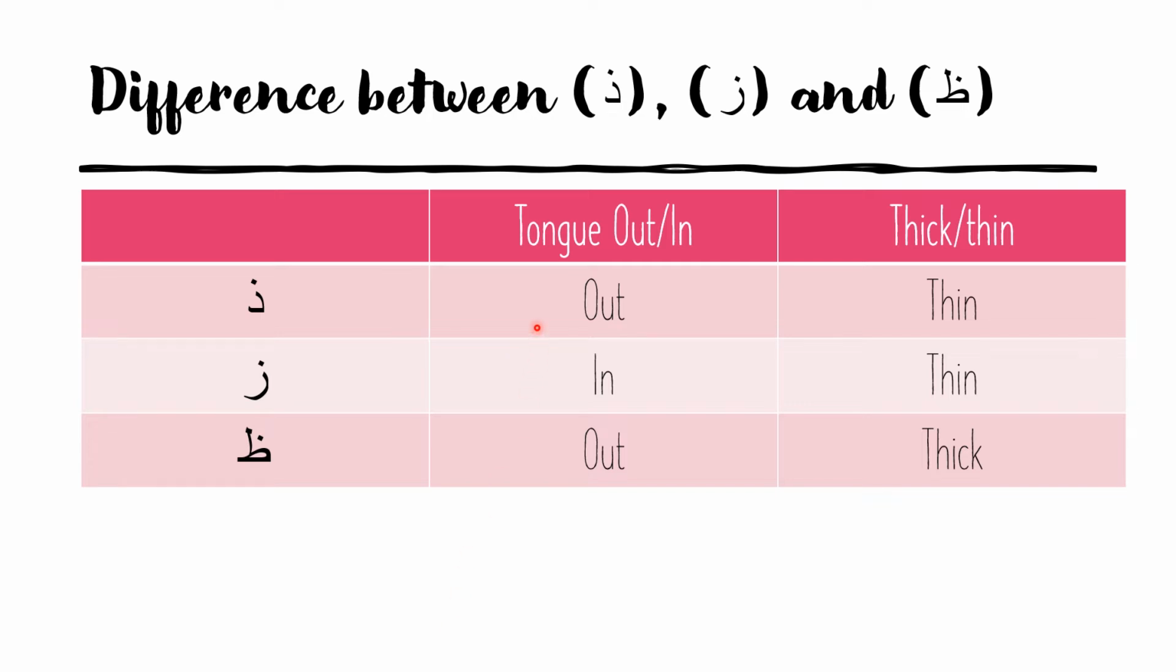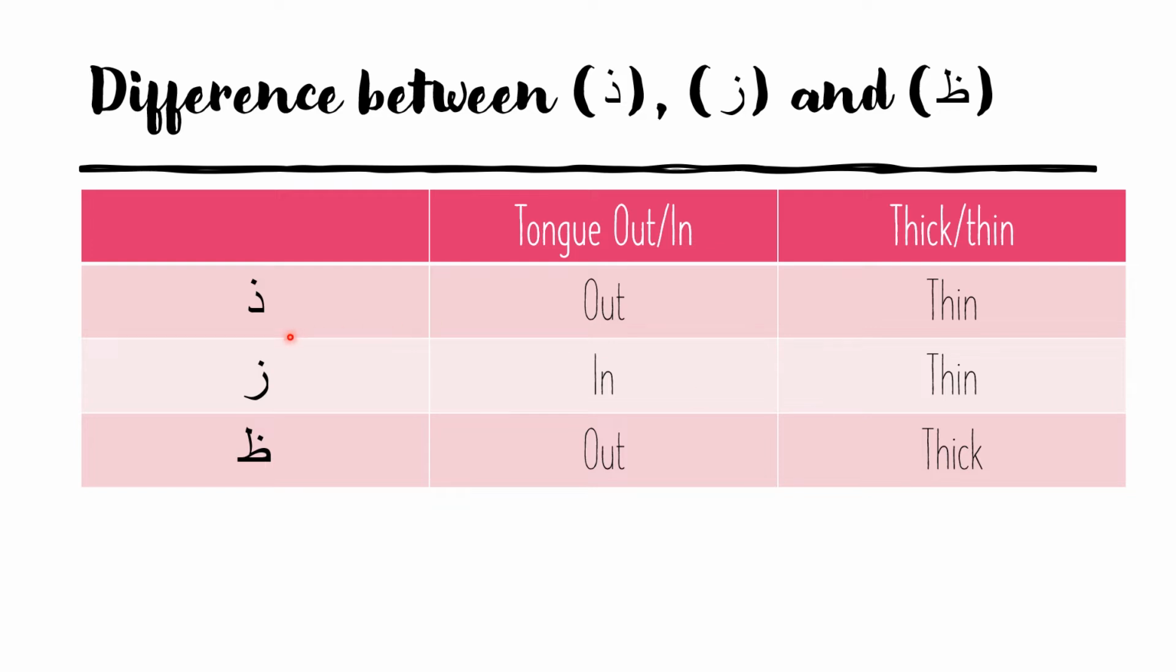So let's now summarize that. Dal is tongue out and thin. Dal is a thin letter, muraqqaq, which means thin, and your tongue is out. Za is tongue in, you don't get your tongue out, and it's a thin letter. Va is both a thick letter and your tongue is out. So dal is thin, you see I'm saying dal, and my tongue is out. Za is tongue in and thin. Va is tongue out and thick.